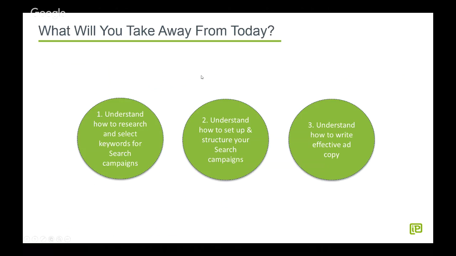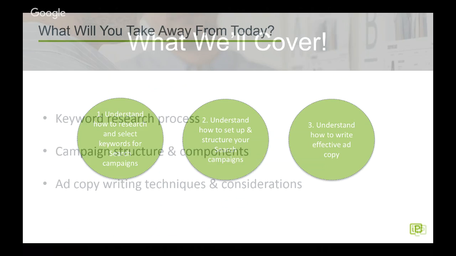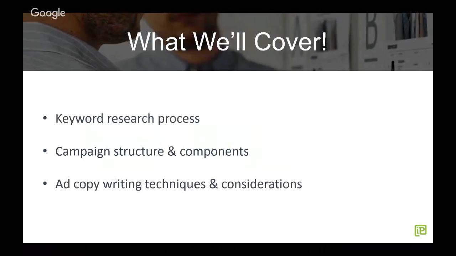Cool. So what we're aiming to run through today, essentially 3 key pillars is what I want to touch on here. One, understanding how to research and select keywords for your campaigns. So we'll cover off a number of keyword tools and methods in how we do that. Two, understand how to set up and structure your search campaigns off the back of that keyword research. And then finally, understanding how to write effective ad copy that relates to those keywords so you can generate some traffic to your website. So what we'll cover is 3 key points: the keyword research process, the campaign structure and components, and ad copywriting techniques and considerations.